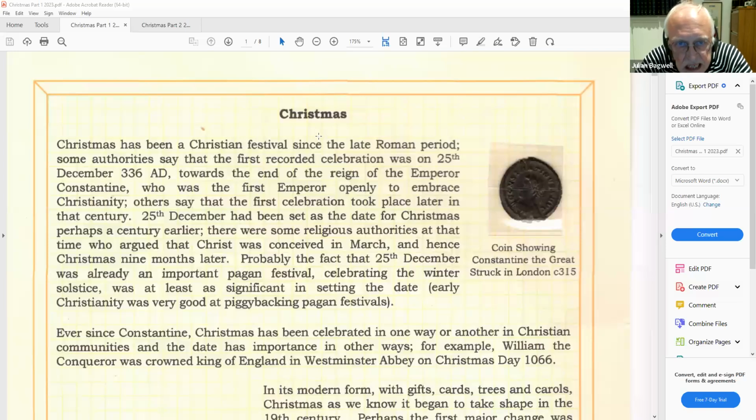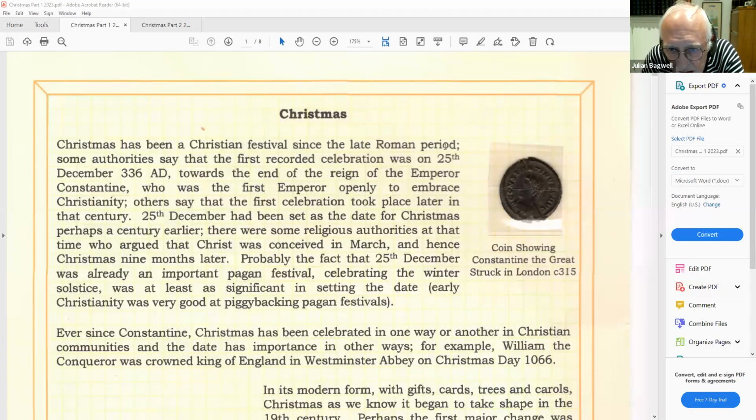Christmas. When was the date set? There's debate about that, but probably towards the end of the reign of the Emperor Constantine. And I've got a Roman coin there on the right, struck in London, actually, in about 315 AD. Apparently, the first recorded celebration was 336 AD, although a lot of people think that it was actually set probably a century or so earlier.